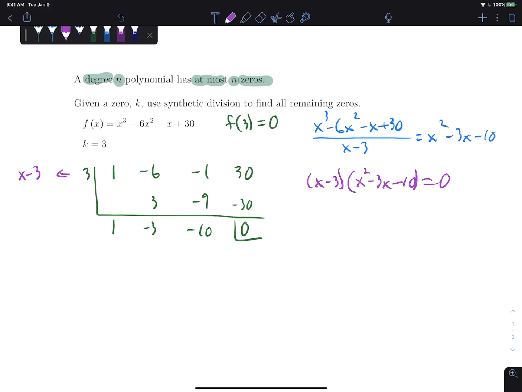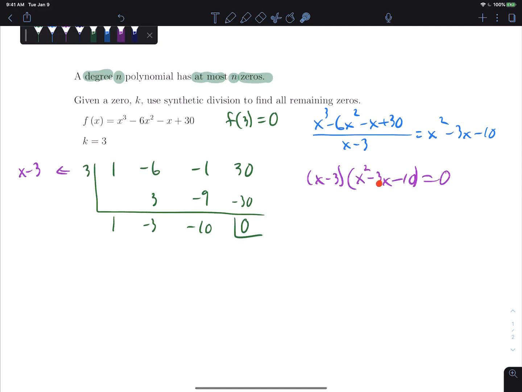There we go. Right here, x squared minus 3x minus 10, I can set that equal to 0 and solve. So I can do that either as a quadratic equation over here, or later on, we're going to look at finding zeros in another way. But let's just look at x squared minus 3x minus 10 and set it equal to 0.